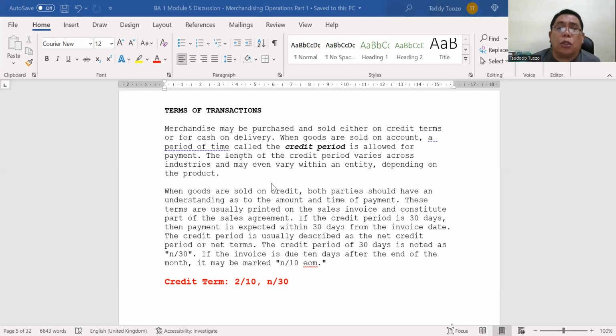So when goods are sold on credit, both parties should have an understanding as to the amount and the time of payment.